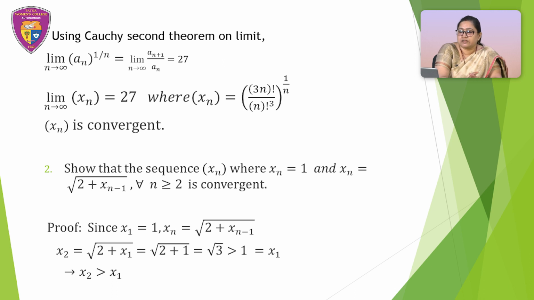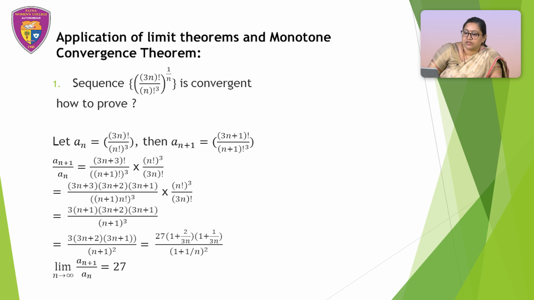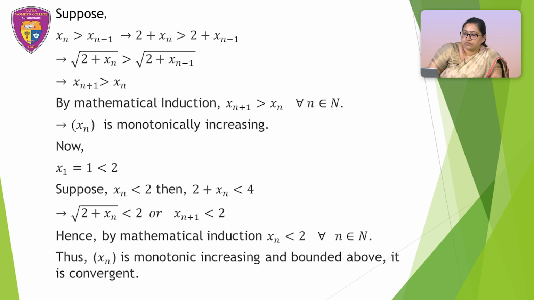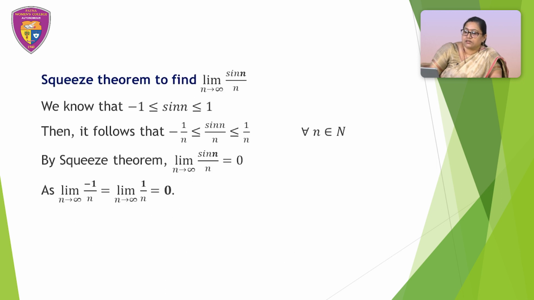So here are some applications of limit theorems and the monotone convergence theorem. Suppose you are unable to calculate a limit easily. Here you can see one example where we have used Cauchy's second theorem on limit, and in another example we have used the monotone convergence theorem to check the convergence of the sequence. In another example, you can see that the squeeze theorem has been applied to find out the convergence of the sequence. So till now we have learnt the notion of limit, the monotone convergence theorem, and how to find the limit to check whether a sequence is convergent, divergent or oscillatory.